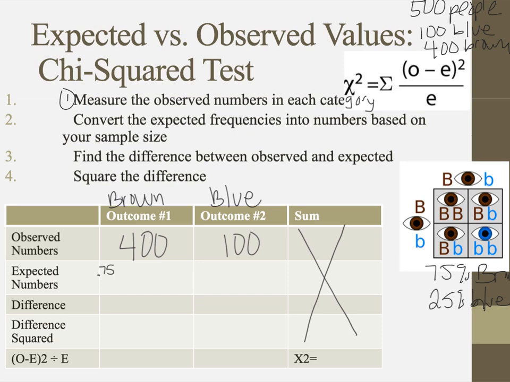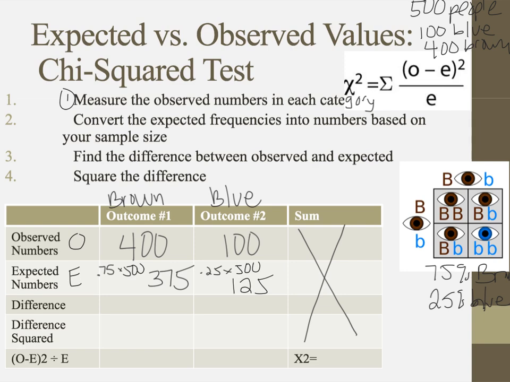And if I want to find out what 75% of 500 people is, I would take 0.75 times 500, and that gives me 375. Okay, with blue, I'm expecting 25% of my people to have blue eyes, so that's 0.25 times my sample size of 500, and that gives me 125. Okay, so I have my observed values, I have my expected values.